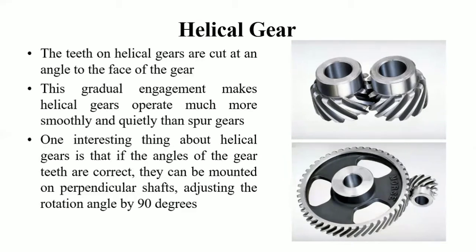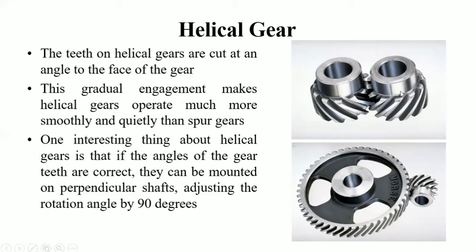The teeth of helical gears with parallel axes have line contact as in the case of spur gearing. This provides gradual engagement and continuous contact of the engaging teeth. So helical gears give a smooth drive with high efficiency of transmission. This gradual engagement makes the gear operate much more smoothly and quietly than the spur gear. Also, one interesting thing about the helical gear is that if the angle of the gear teeth is correct, they can be mounted on perpendicular shafts also, adjusting the rotation angle by 90 degrees.